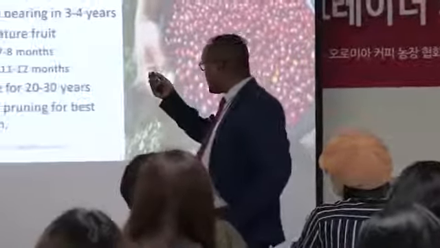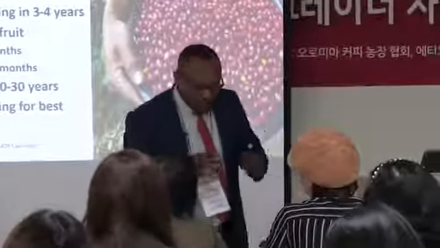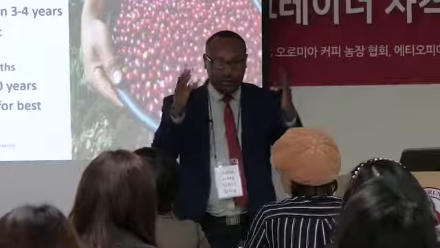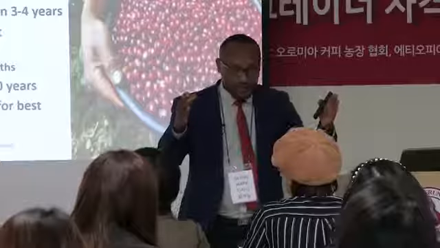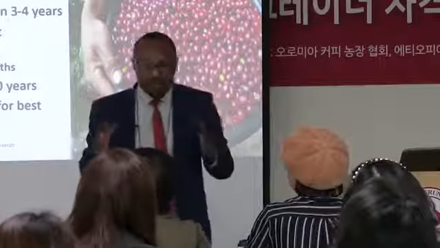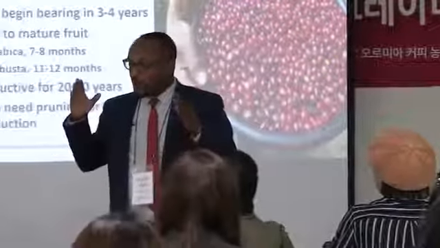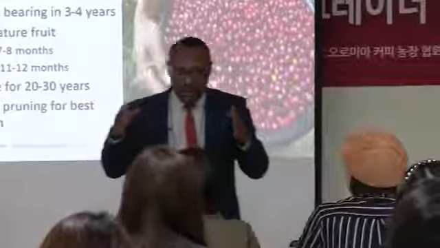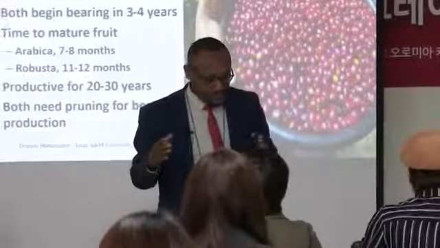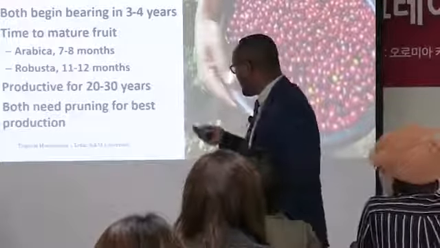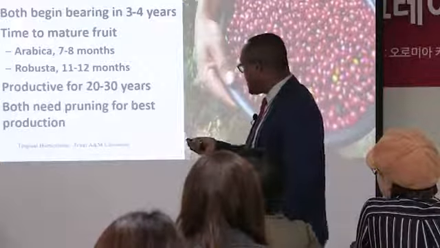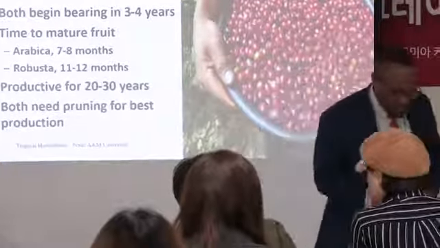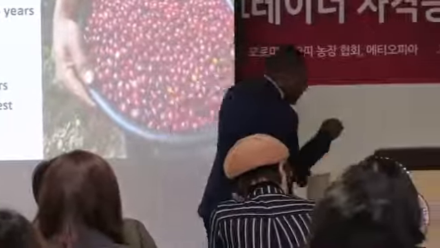In the time of maturity, whenever there are fruits or flowers, after the flower is set, it will take 7 to 8 months to have a matured fruit of coffee, or the cherry will be matured after 7 to 8 months. That is the cherry of what we call Arabica coffee. In Robusta's case, it will take 11 to 12 months to be matured.